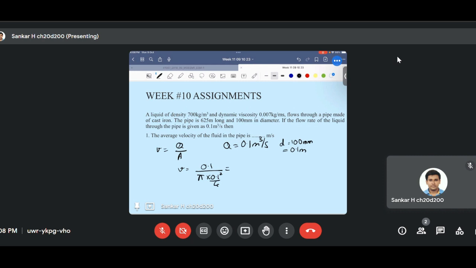I'll just give you 10 seconds to find out the answer quickly. Yeah, that's right. You'll get the answer as 12.73 meters per second. So this is the average velocity calculated directly from the flow rate and the geometry of the pipe. And yeah, for a turbulent flow, this answer is very much valid.